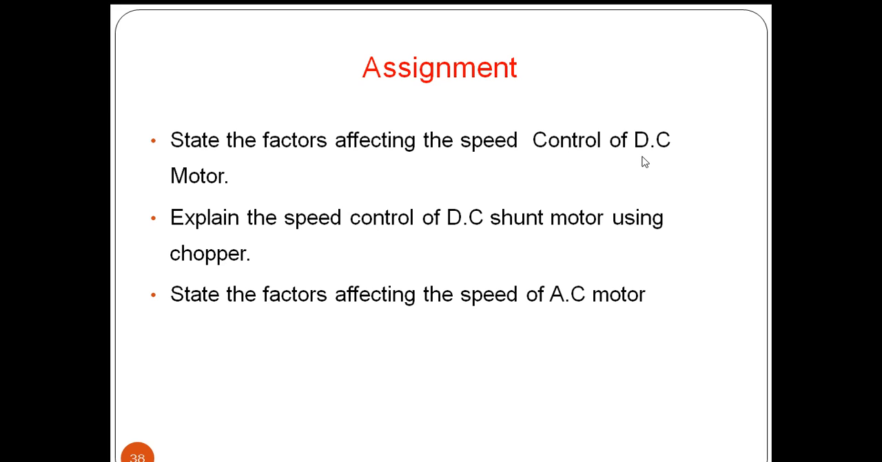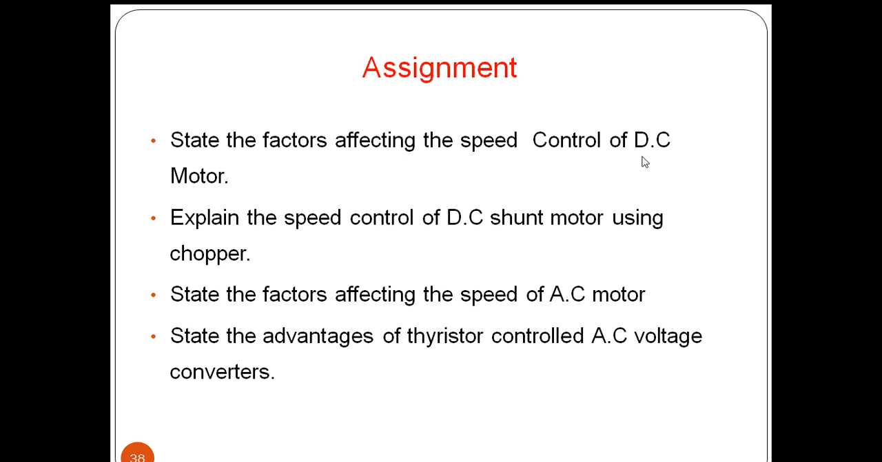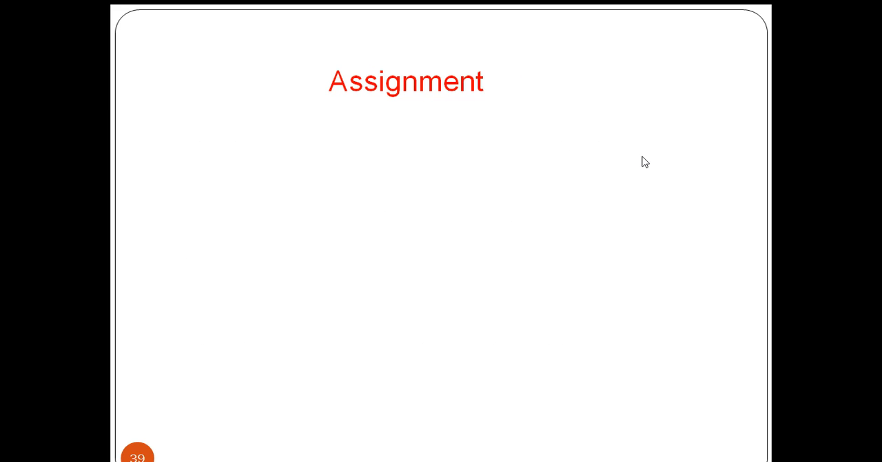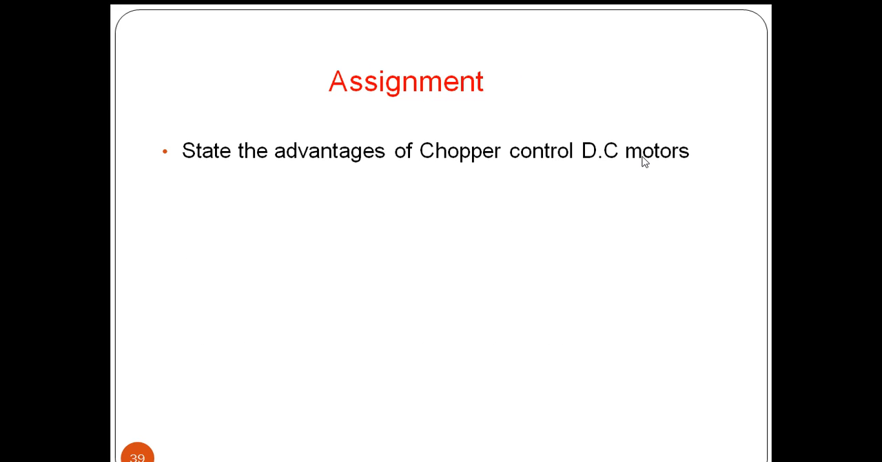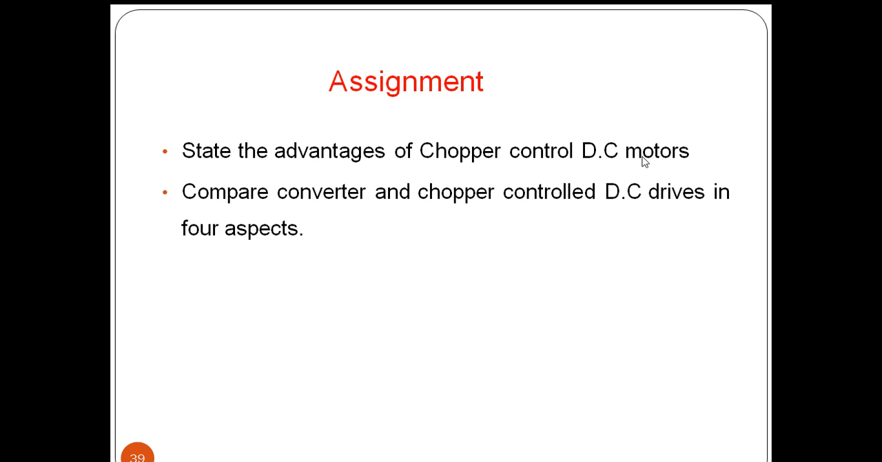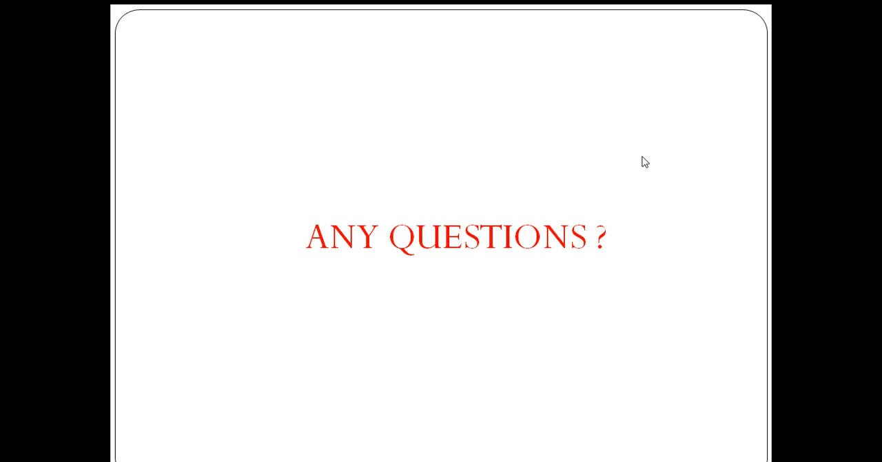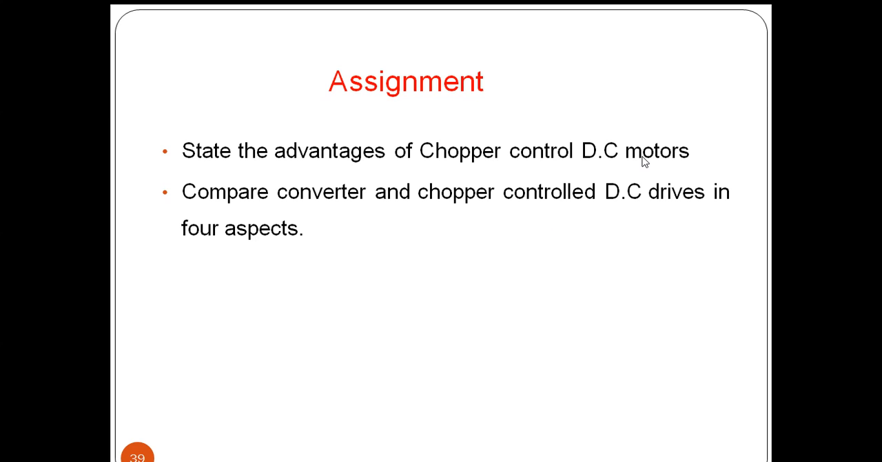State the factors affecting the speed of DC motor. Explain the speed control of DC shunt motor using chopper. State the factors affecting the speed of AC motor. State the advantages of thyristor controlled AC voltage converters. State the advantages of chopper controlled DC motors. Compare converter and chopper control drives in any four aspects. So please note down this assignment.